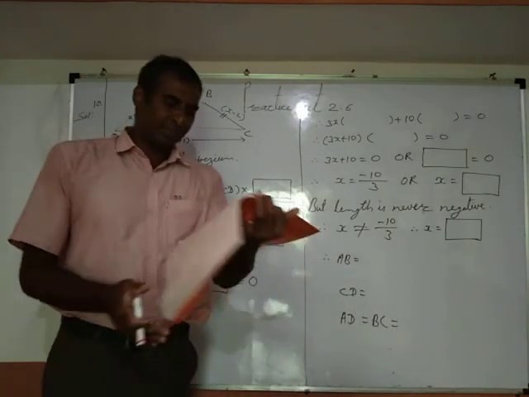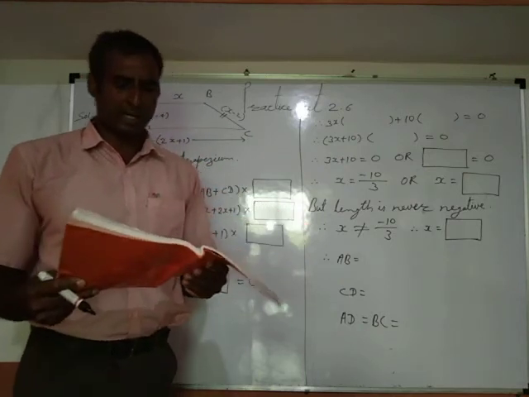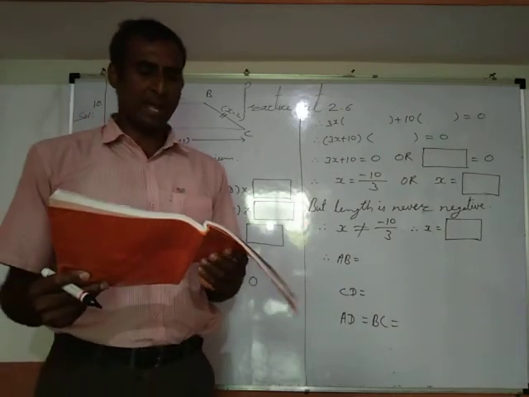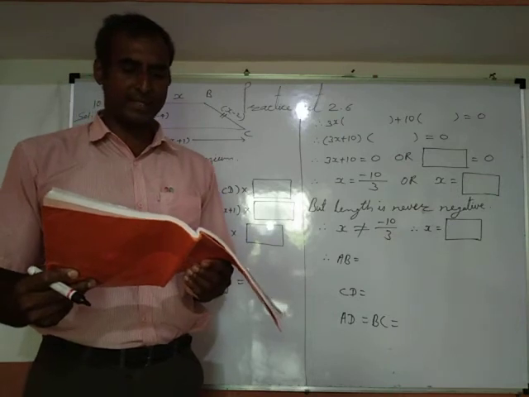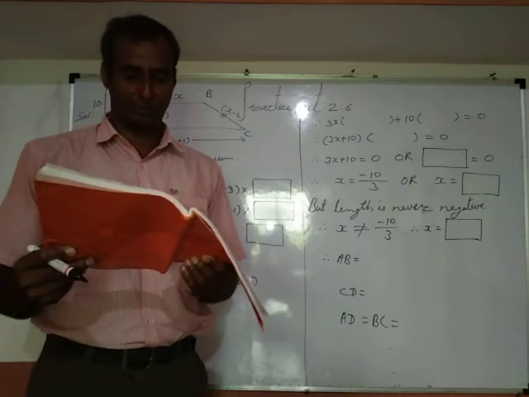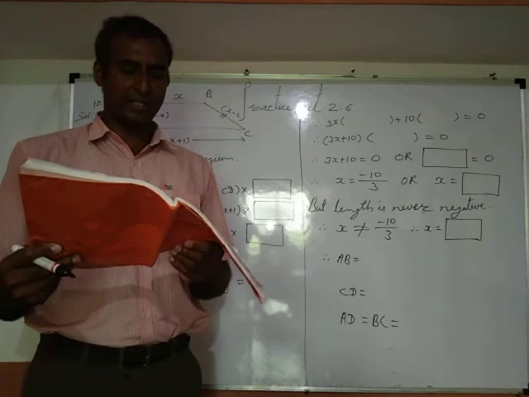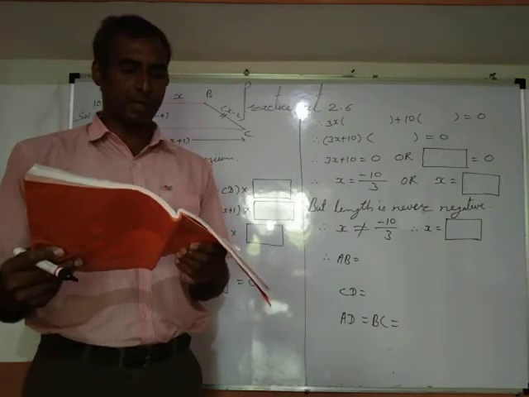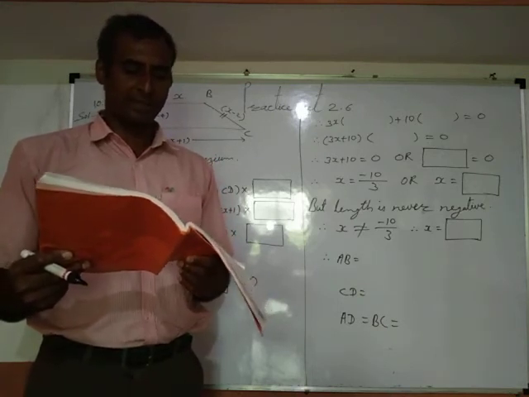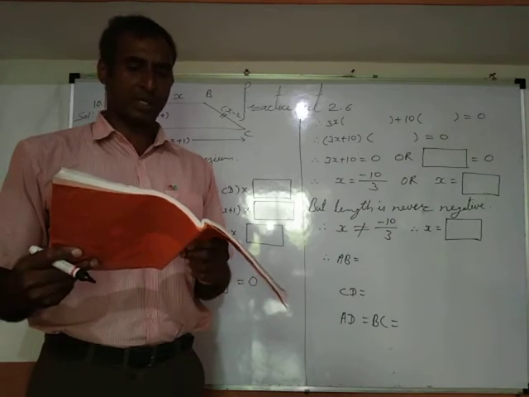Question 10. In the adjoining figure, quadrilateral ABCD is a trapezium, AB parallel to CD, and its area is 33 square centimeter. From the information given in the figure, find the lengths of all sides of the quadrilateral ABCD. Fill in the empty boxes to get the solution.